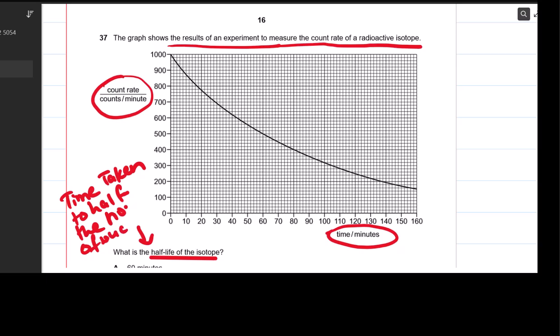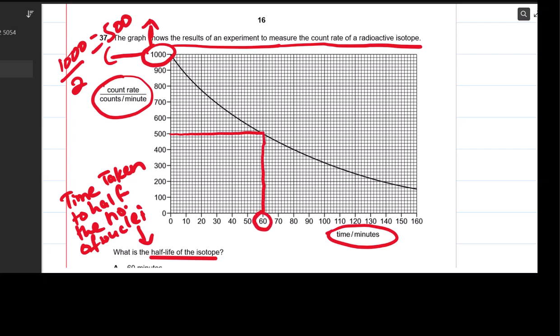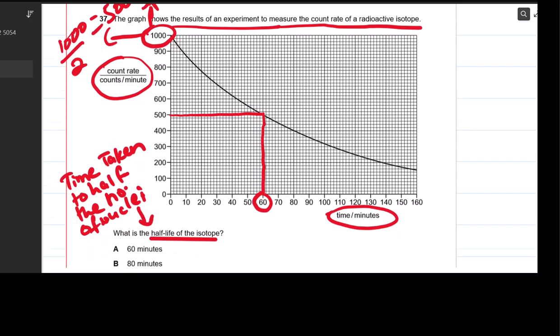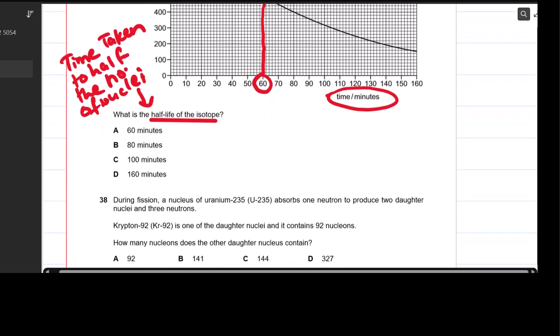So here we are having 1000. So its half is going to be 500, because these are going to be the count rate of nuclei. So it becomes 500, somewhere like this. And if we move towards time taken, we find the half-life is 60. It means after 60 minutes, the amount of this isotope becomes half. So A is right.